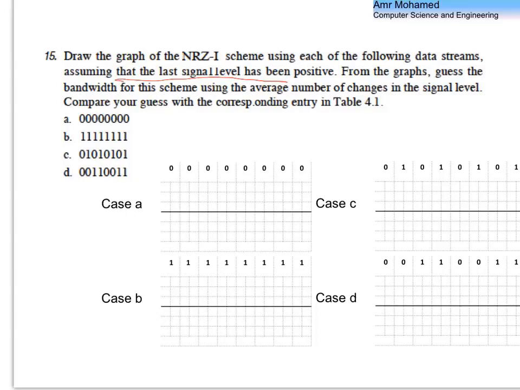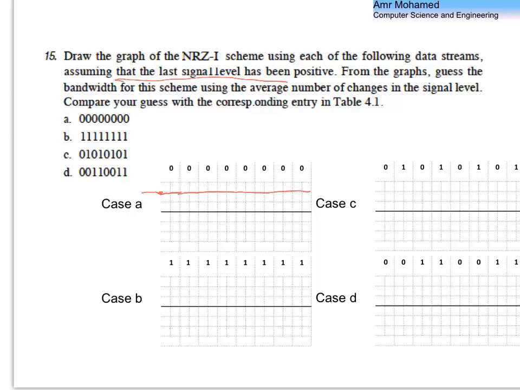So remember, for non-return to zero invert scheme, the second bit determines whether we toggle the level or not. If it's 0, we don't toggle. If it's 1, we toggle the level. Basically, we can try that on the pattern all zeros. If the original level is positive, for the 0 we don't change, and we keep doing that to the end.